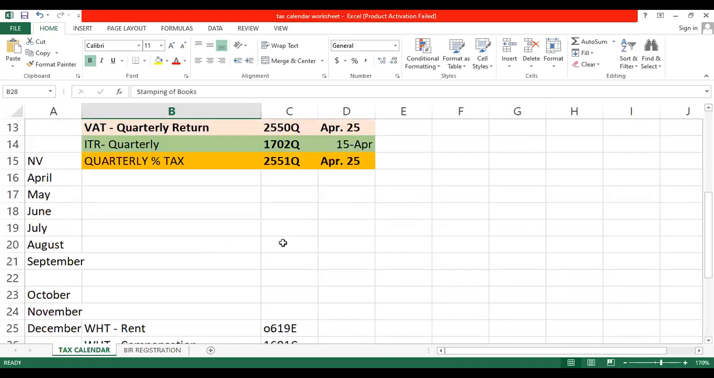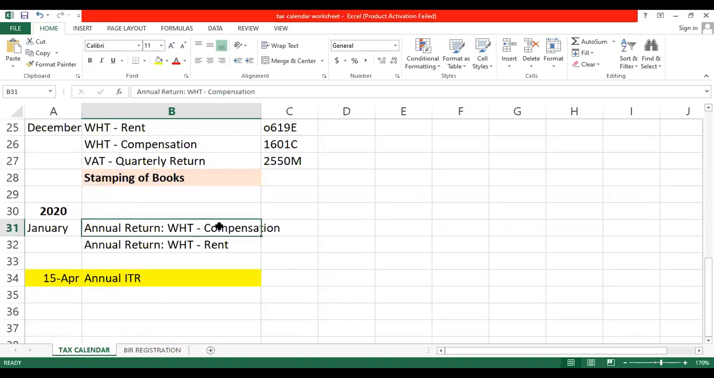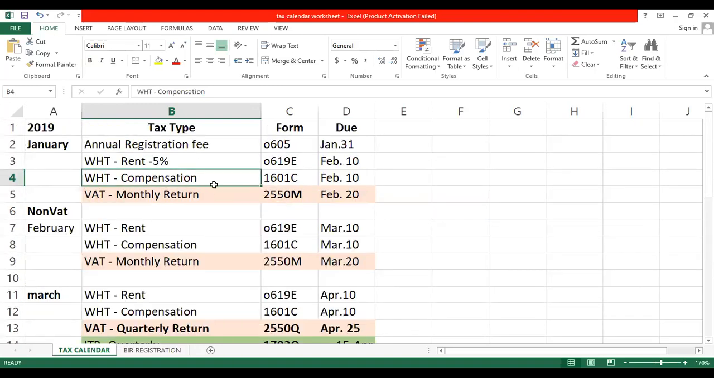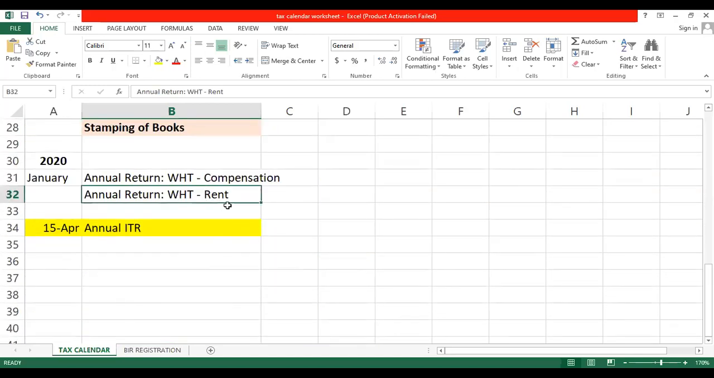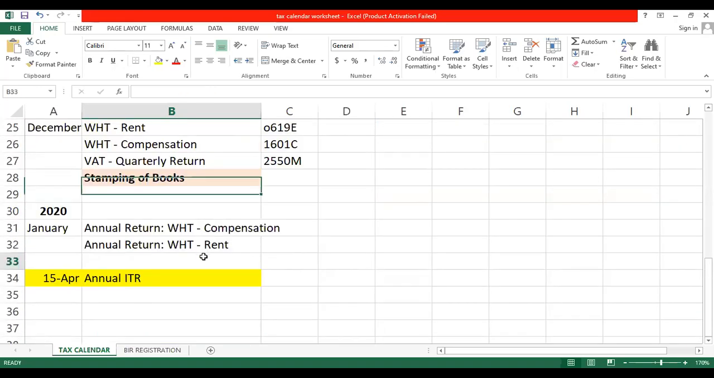Okay, now, take note that for these three monthly recurring transactions, or even quarterly in case of VAT, there is an annual return for this one. So you consolidate all the withholding tax on rent, okay, and then there is an annual return, and you do that on January of the next year. Also, you consolidate all your withholding tax on compensation. Sometimes they call this the alpha list, or alphabetical list of all the employees, and then you file the annual return. I did not put here the annual return also of your value-added tax, okay?